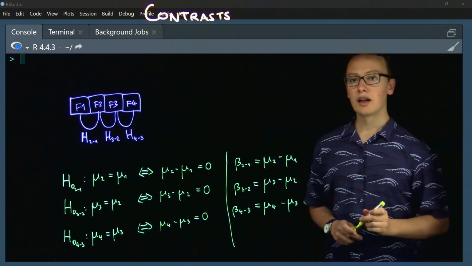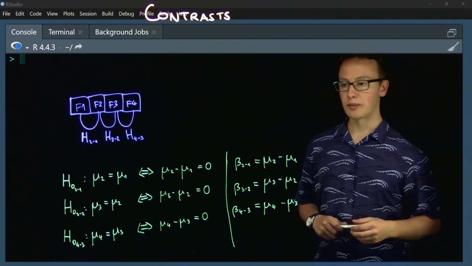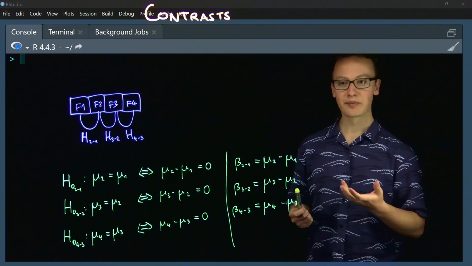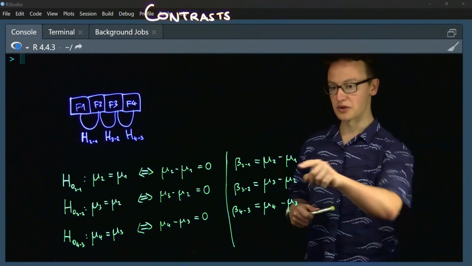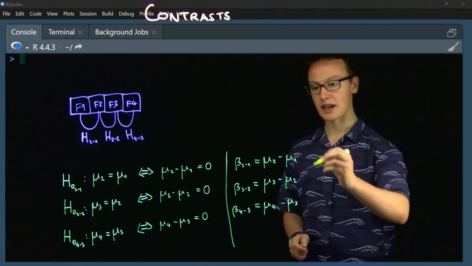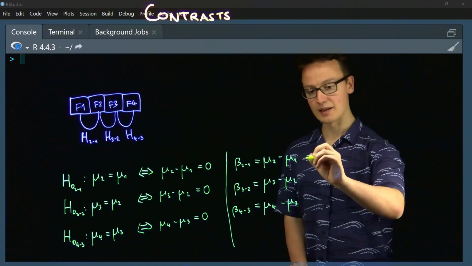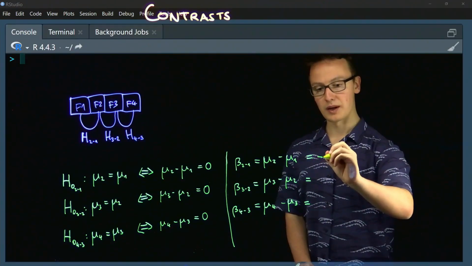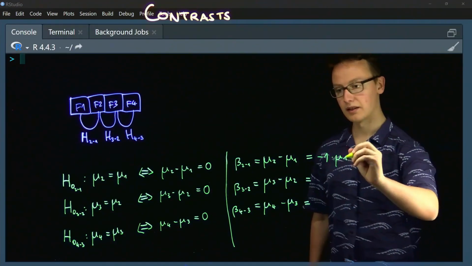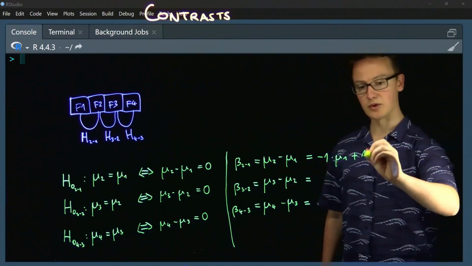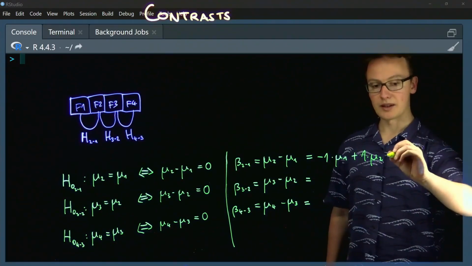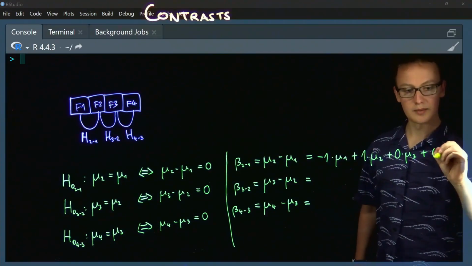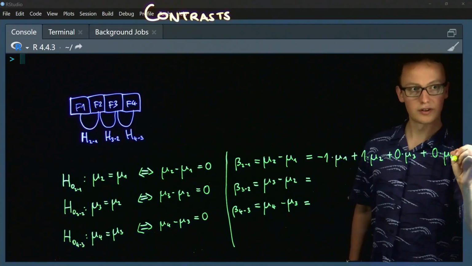And now if we want to represent this, but including all the coefficients also for the remaining means, which are not mentioned here, I could say, in a bit more detail, in each of these cases, for example, this is -1 times mu1 plus 1 times mu2 plus 0 times mu3 plus 0 times mu4, right?